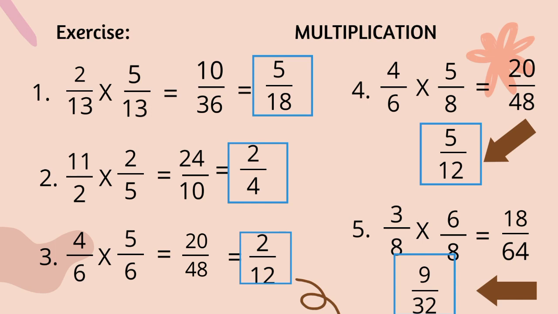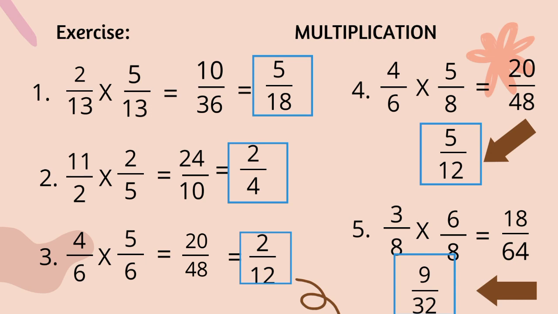Next naman is number 2. 5 times 2 is equal to 10. 11 times 2 is equal to 24. So, simplify natin again, nakuha natin 2 over 4. So, number 3. 6 times 6 is equal to 48. 4 times 5 is equal to 20. So, simplify 2 over 12 na.